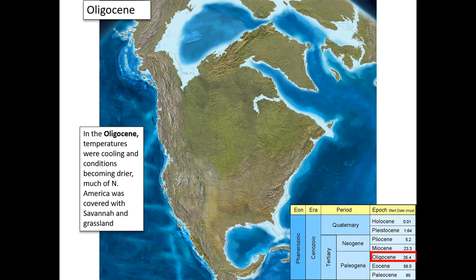So next, during the Oligocene, temperatures were cooling down. You remember during the Mesozoic, things were very hot and very humid. So now in the Cenozoic, you're going to see this constant theme of things cooling, cooling, cooling. During the Oligocene, things were starting to cool down and become drier. Much of North America was covered with savanna and grasslands. Now this is a really big deal for Cenozoic life. We're going to start transitioning away from forests and rainforests and going to grasslands and savannas.